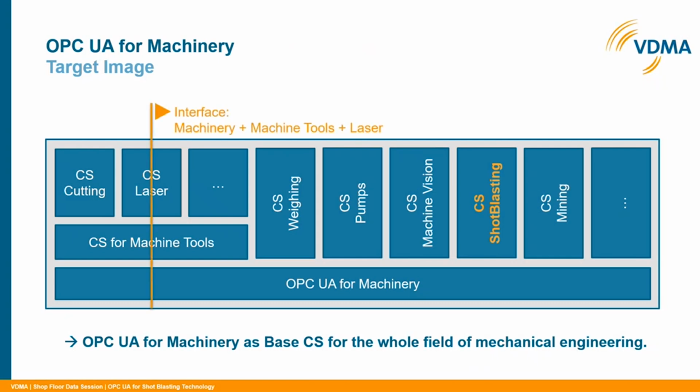The target image is that the OPC UA for machinery specification is the base of every companion specification in the field of the mechanical engineering industry. And same as, for example, the laser machines are doing this, we are basing our companion specifications for shot blasting on the OPC UA for machinery.